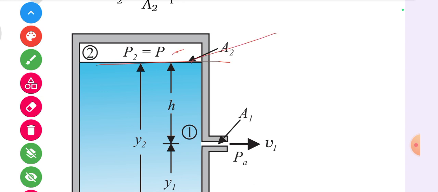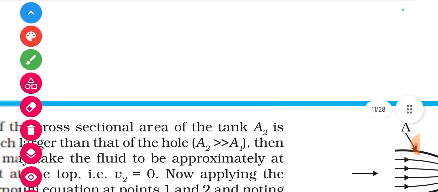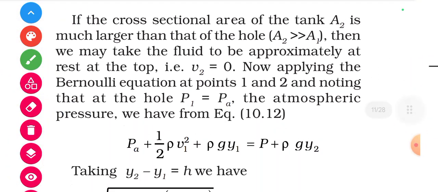Now we'll apply the principle of continuity: the velocity at point 2, v2 A2, will be equal to v1 A1. For now we can consider that the area is larger here and the velocity is almost zero, so there will be no velocity here and v2 will be 0. If the cross section area of the tank is much larger than the hole, then we may take the fluid to be approximately at rest at the top.